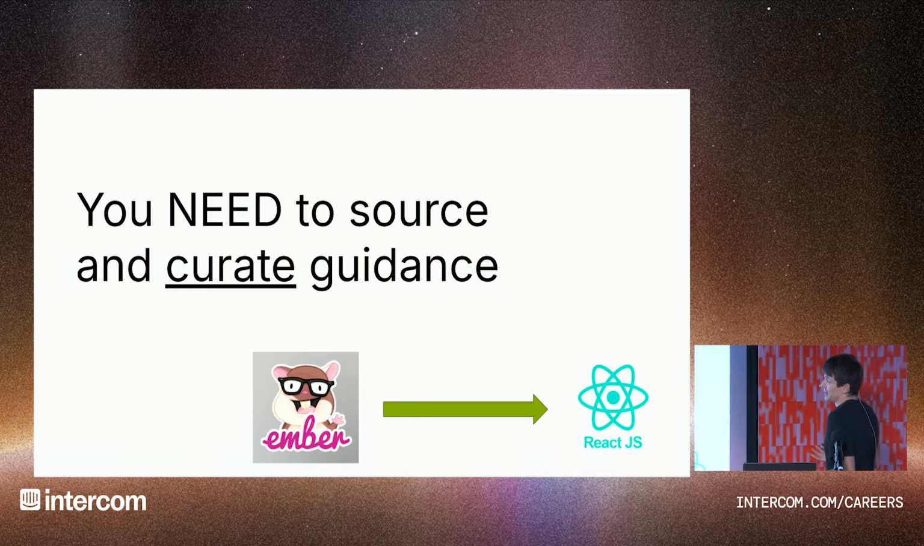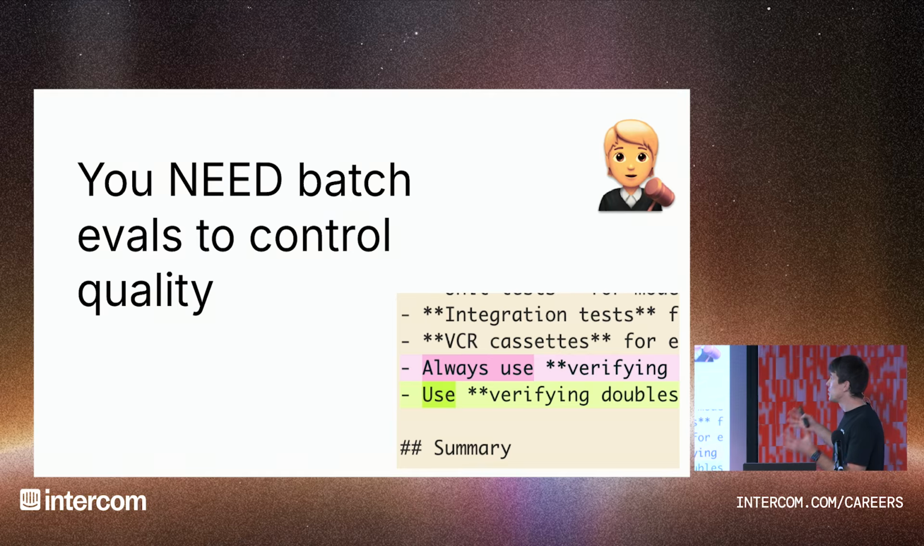So if there are any lessons learned from this whole experience, it is that you need to source and curate guidance. That's the ground stake. There's nothing more important than that. You absolutely have to do that, and you need humans. You need folks like Pat, like Aaron, like all the front-end experts that we have to constantly work on curating and making sure that guidance is up to date. You need batch evaluations to control the quality. Remember that one single word? Always use, changed to use, and we managed to drive down the number of comments. Even a single word can completely derail the success of your AI agent.